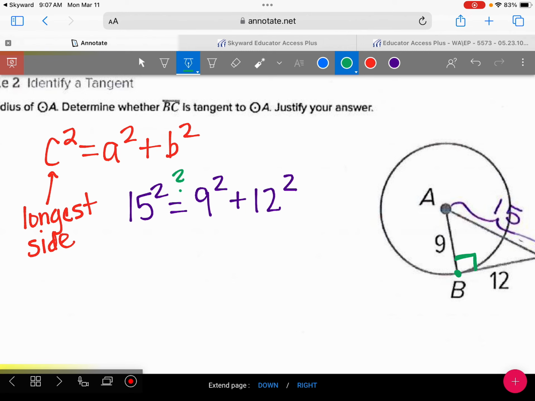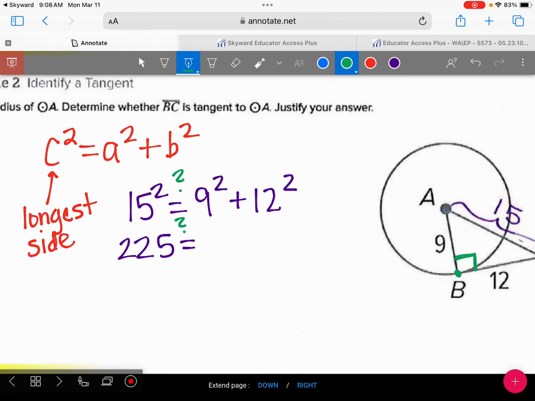I'm going to put a question mark above this because I need to see if this is true. So go ahead and pick up your calculator and take 15 squared, or 15 times 15. And you should get 225. I'm putting a question mark because I don't know if this is true or not. That's what I'm trying to see. If it's true, the answer is yes. If it's not true, the answer is no or false.